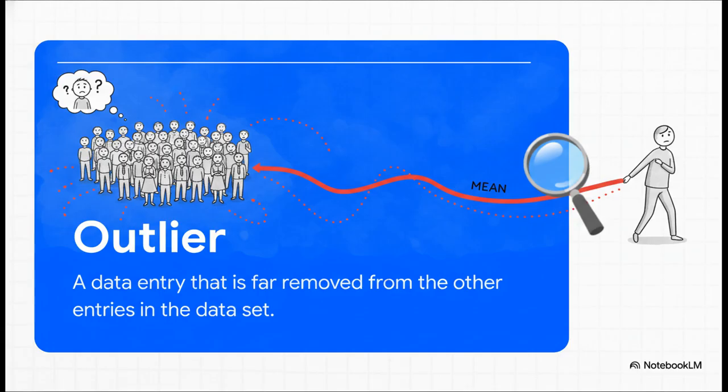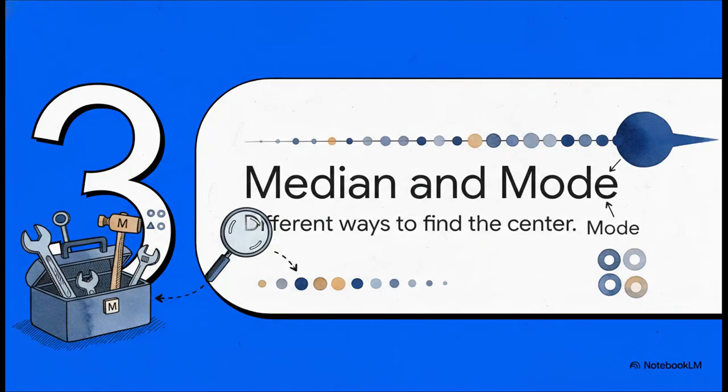And because the mean has to include every single number, that one big age, 65, is acting like an anchor, pulling the entire average up and away from where most of the students actually are. So what do we do? Is the mean useless here? Not at all. We just need different tools for the job. And thankfully, we've got a couple more in our toolkit. So let's meet the median and the mode.